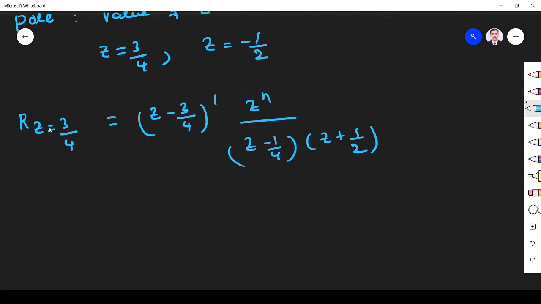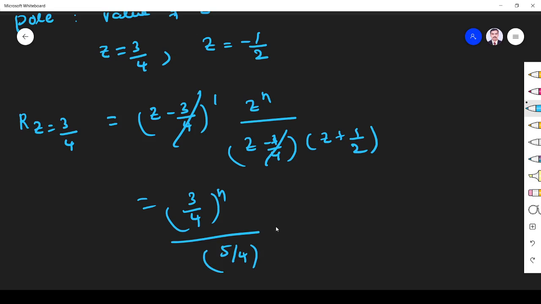Now I have to find the residue at z is equal to 3 by 4. I have to substitute z is equal to 3 by 4. It is 3 by 4 in the denominator, so this will be cancelled. If you substitute z is equal to 3 by 4, it will be 3 by 4 power n divided by 3 by 4 plus 1 by 2, that is 5 by 4. So that is equal to 4 by 5 into (3 by 4) power n. This is the residue at z is equal to 3 by 4.